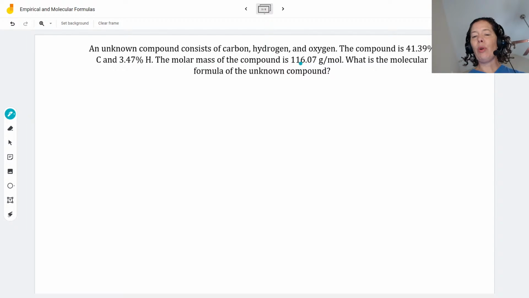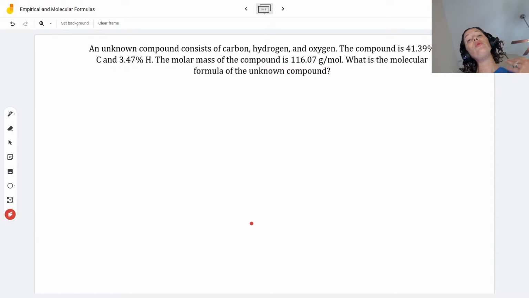This time we are given a molar mass, so we know the molar mass of this unknown compound, and we want to get to the molecular formula. So in our previous exercise, we only needed the empirical formula, but in this one, we are going to need to find the molecular formula. And again, those may be the same or they may be different. But just like we did before, we're going to assume we have 100 grams of this. Now, we have a little bit of a twist here that we're going to have to deal with before we assume our 100 grams. So we know that this compound consists of carbon, hydrogen, and oxygen, but we're only given the percentages for carbon and for hydrogen.